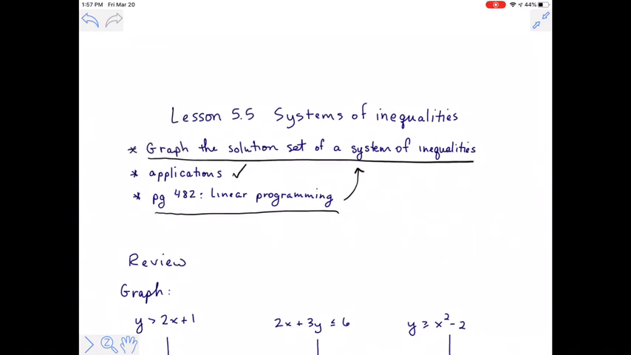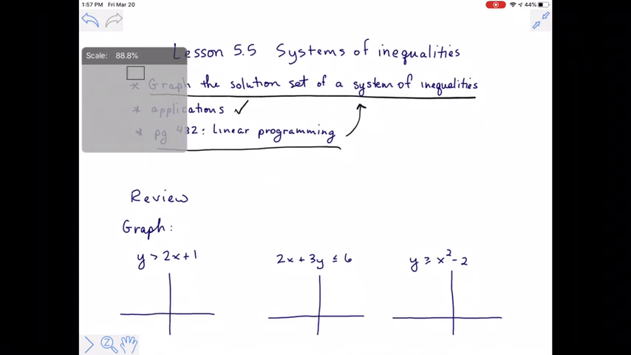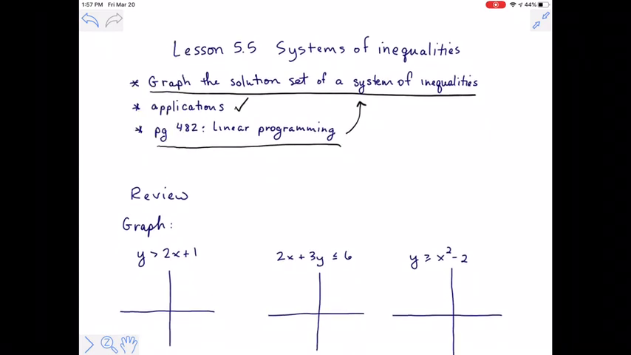Before we get into systems of inequalities, we just need a brief review of linear inequalities and a quadratic inequality here. Primarily how to graph inequalities. If you recall from previous algebra courses, when you graph an inequality, whether it's linear or nonlinear, the graph itself could be dotted or solid, and then there's some shading which represents the solution set.